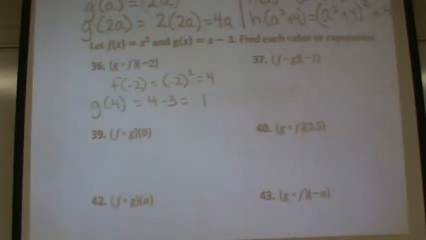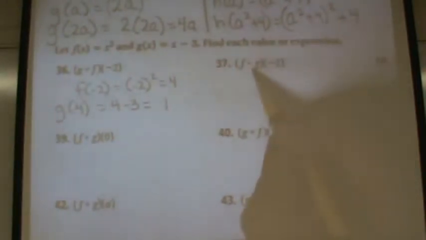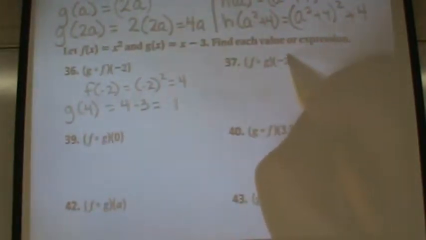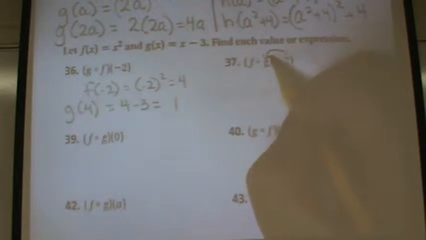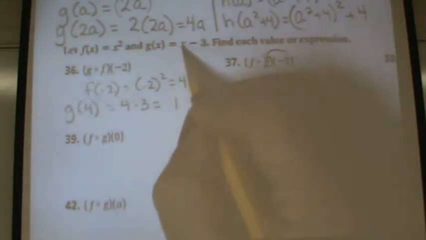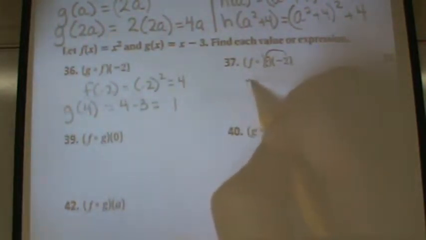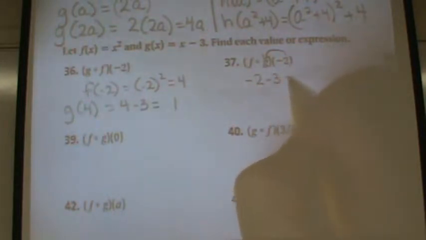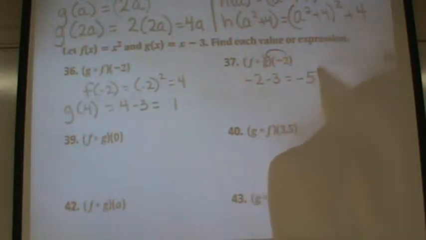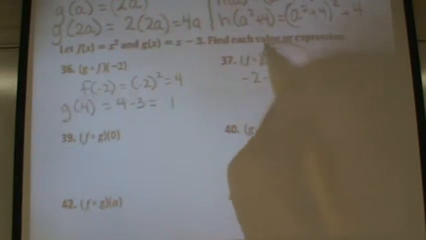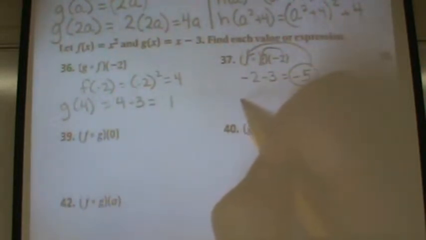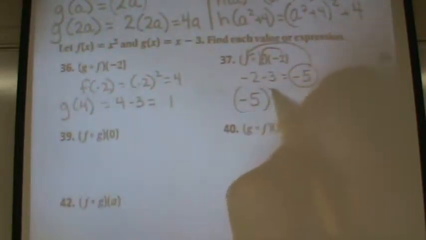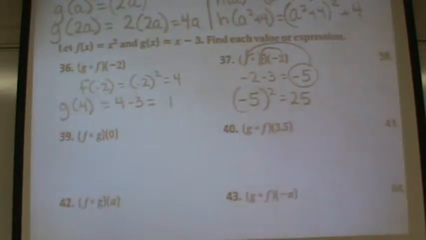Oh, darn. Next one. F of g of -2. You're going to plug -2 into the g function. So if you plug -2 right here, you get -2 minus 3, which is -5. And then you're going to plug -5 into the f function. So what's -5 squared? 25.